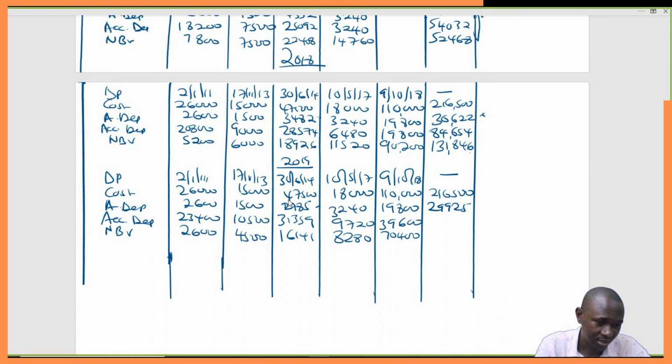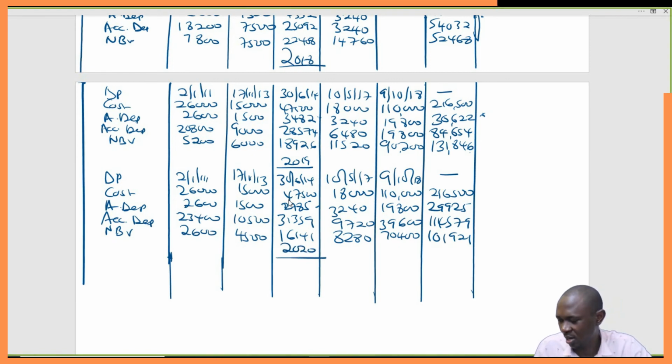So let's get the accumulated depreciation. 23,400 plus 10,500 plus 313.59 plus 97.20 plus 39,600. That gives us 114,579. 114,579 minus 216,500. This should give you 101,921. 101,921.